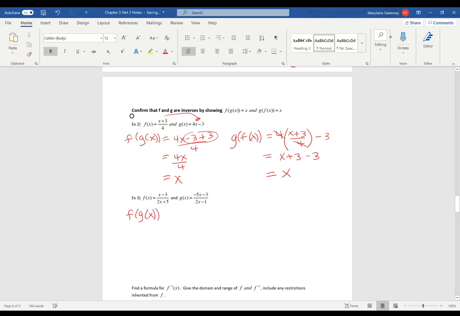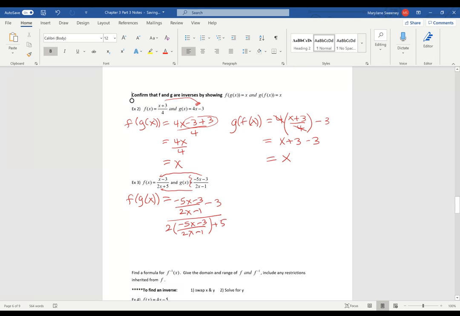Here, f of g of x, put the g of x into the f of x anywhere that you see an x, this whole thing. So it's -5x minus 3 over 2x minus 1, minus 3 over 2, times -5x minus 3 over 2x minus 1, and then plus 5. So to simplify, we look at multiplying by the least common denominator.